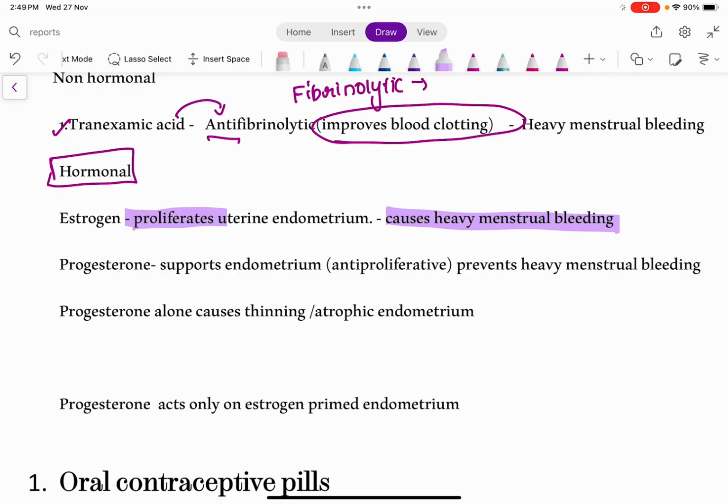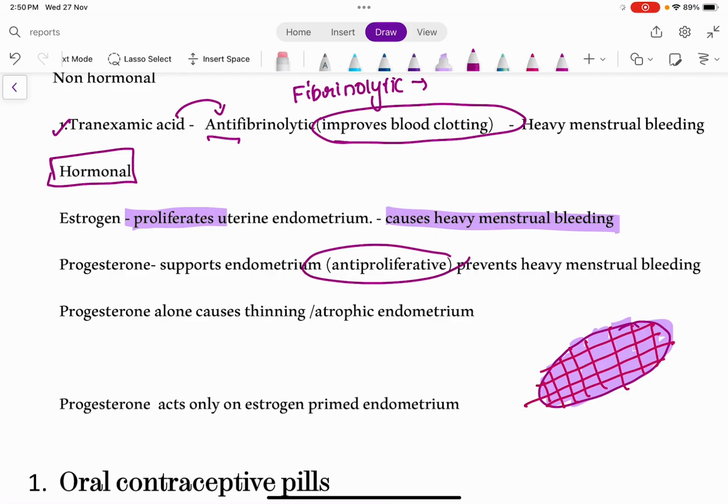So this is all about estrogen. Progesterone is a hormone which supports the endometrium. As I discussed in the previous module, let's take this as the endometrium, and this red structure is the estrogen. The main function of estrogen is to proliferate the uterine endometrium. The blue structure you are seeing here is the progesterone. Its main function is to support the uterine endometrium which was primed by the estrogen. So progesterone has an anti-proliferative effect, while estrogen has a proliferative effect on the uterine endometrium.